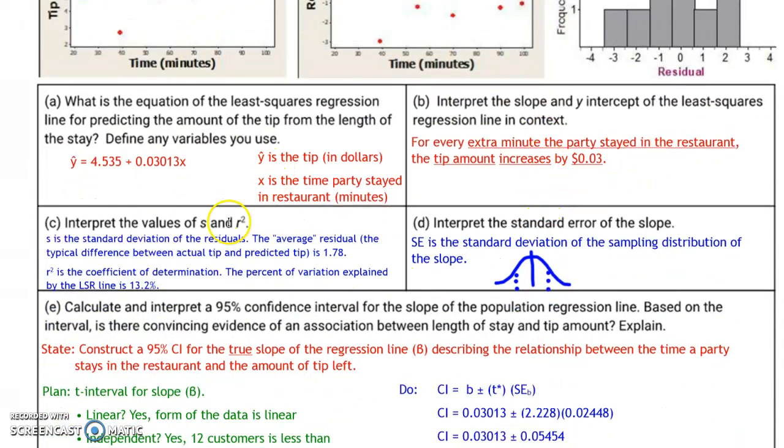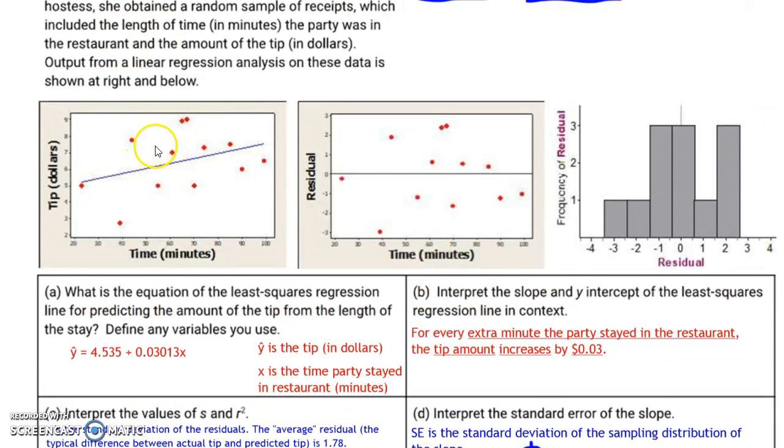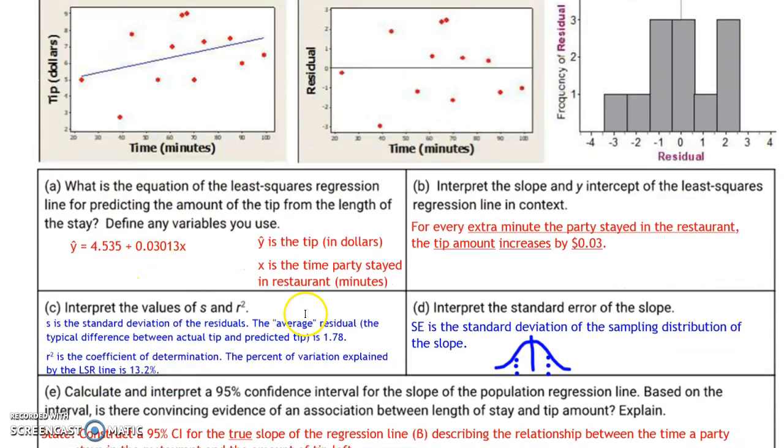Interpret the values of s and r squared. Remember that s is the standard deviation of the residuals, so it tells us an average residual value, the typical difference between the actual tip and the predicted tip. Now, to be fair, it's not really the average residual because some of the residuals are going to be positive, these ones, and some of the residuals are going to be negative. But that's why we hedge our bets. We say it's the difference between the actual tip and the predicted tip. And we're not saying that the actual is going to be bigger than the predicted every time. It's not. But in general, it's going to be 1.78.